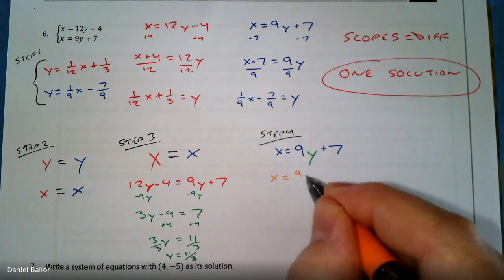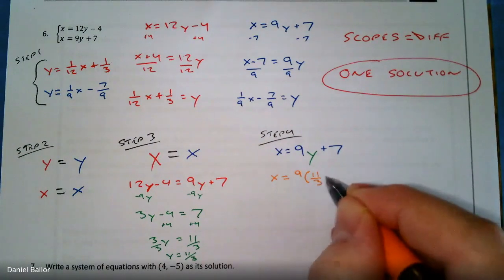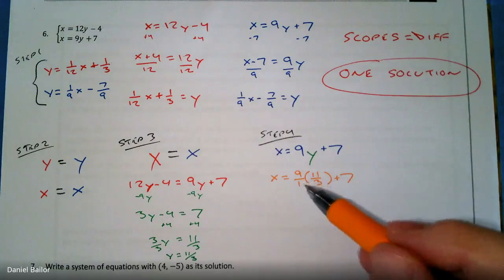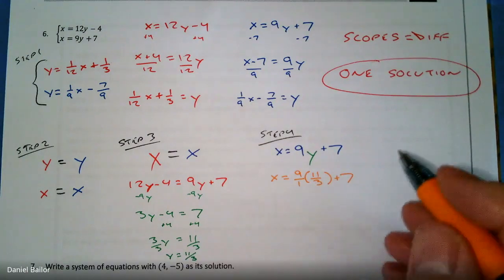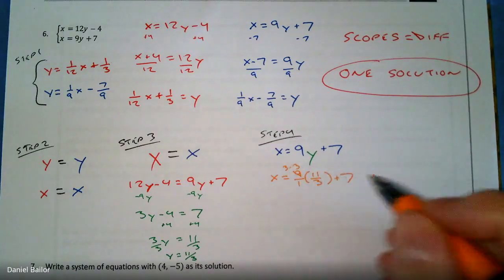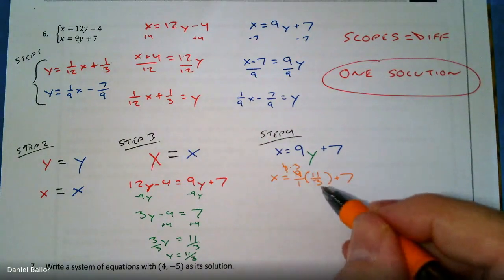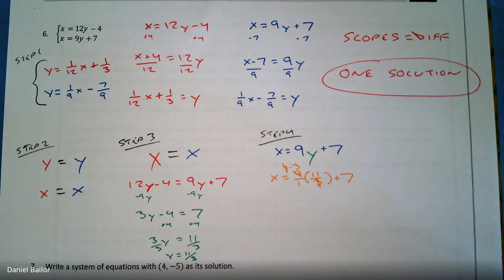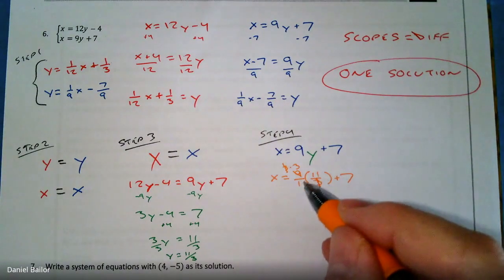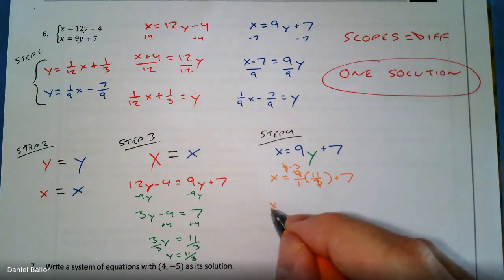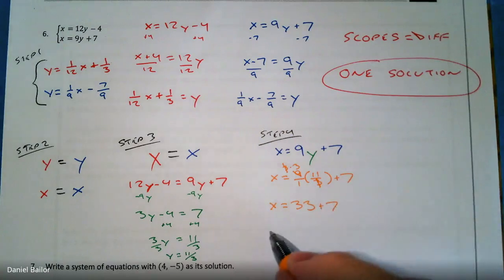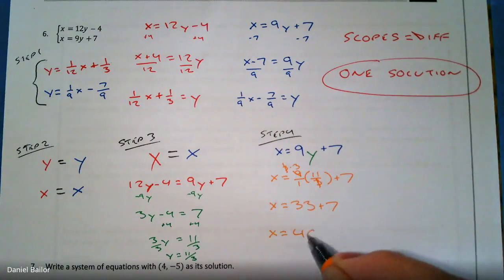So x equals 9 times 11 thirds plus 7. And 9 is 9 over 1, just to help us out with multiplying the fractions. I'm going to simplify this before I work because I know 9 is 3 times 3. So this 3 in the numerator can cancel that 3 in the denominator. So I'm left with 3 times 11 over 1 times 1. So I get x equals 33 plus 7. So x equals 40.